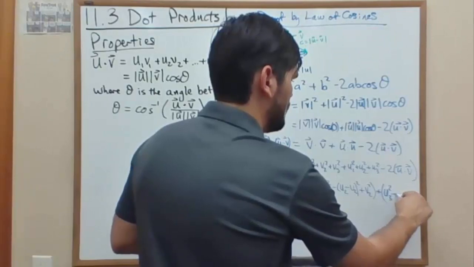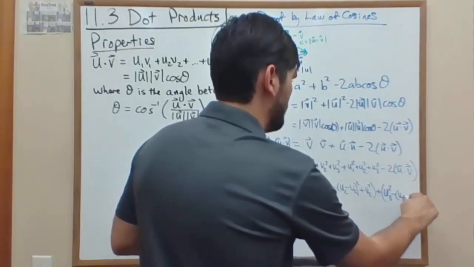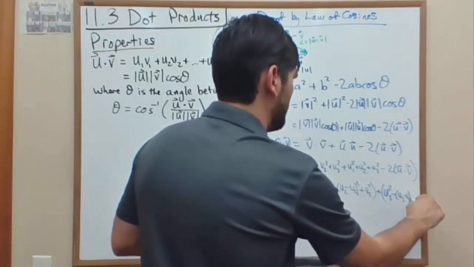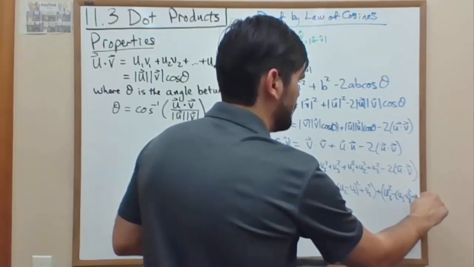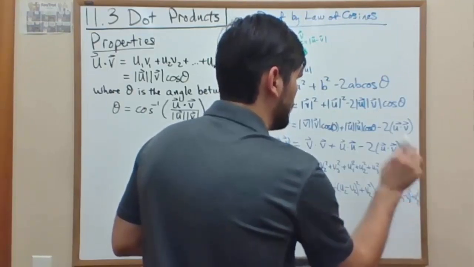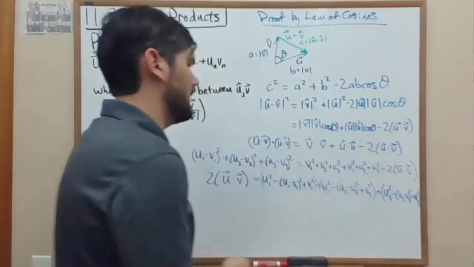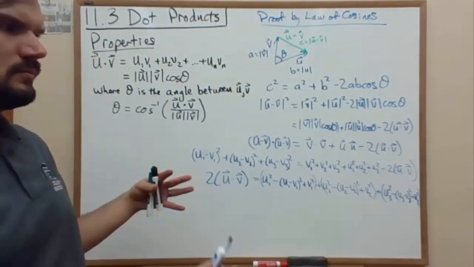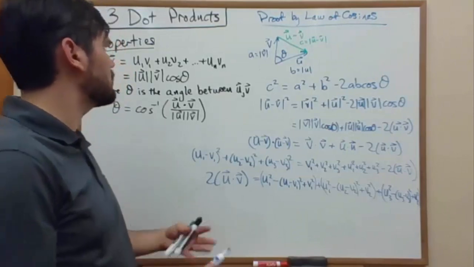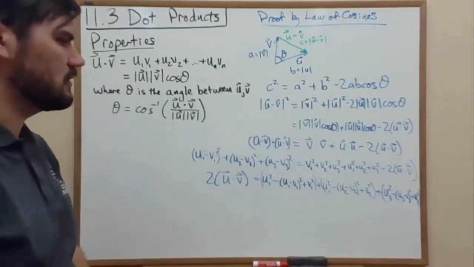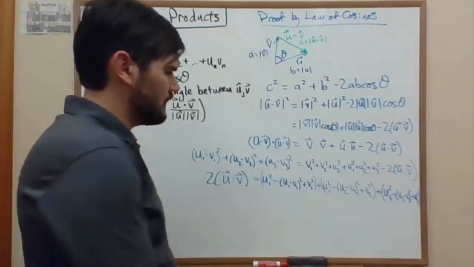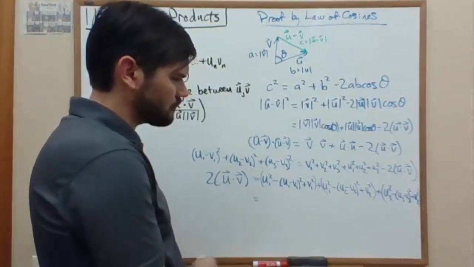u3 squared minus a u3 minus v3 squared plus v3 squared. Okay, so that's a lot of terms. How do we know that it breaks down to simple pieces? Let's start with the first grouping.